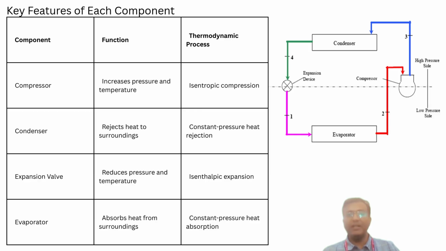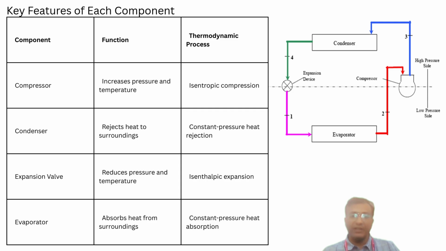Fourth is the evaporator, which absorbs heat from the surroundings, like your refrigerator interior, at constant pressure. The refrigerant evaporates into low pressure vapor, providing the cooling effect that we depend on. It's the most important part of the refrigeration system. For example, in your refrigerator, if you want to make ice cubes, the evaporator makes it possible. Together, these components create a seamless heat transfer loop.